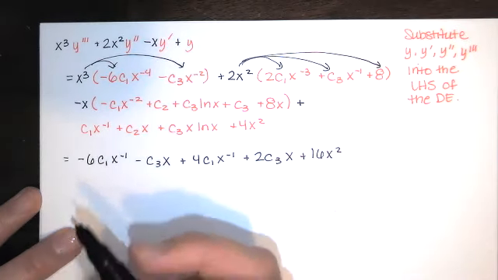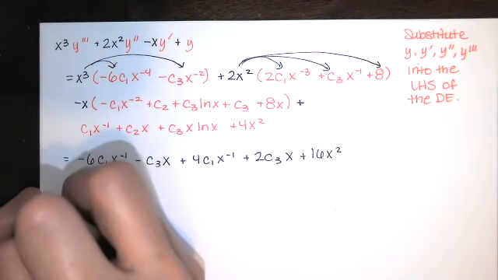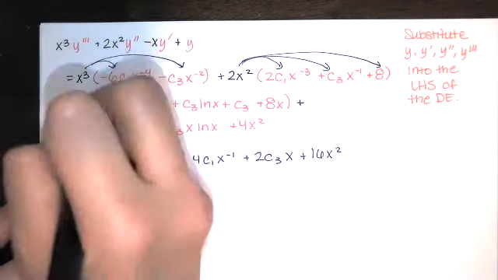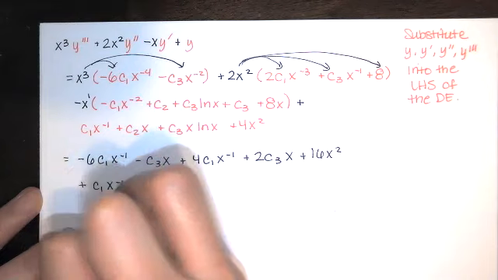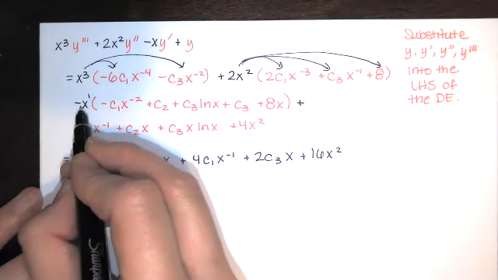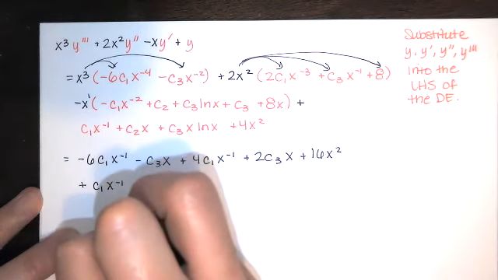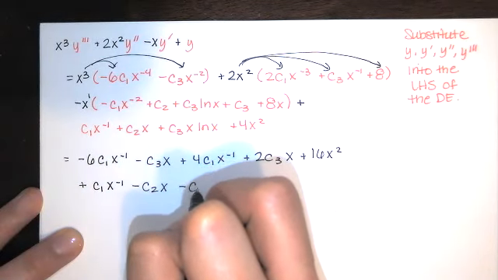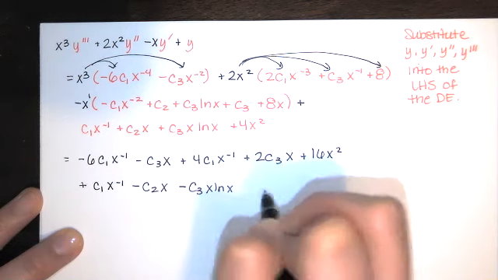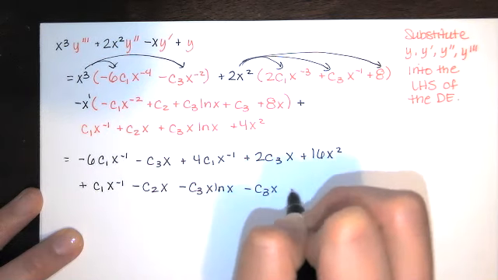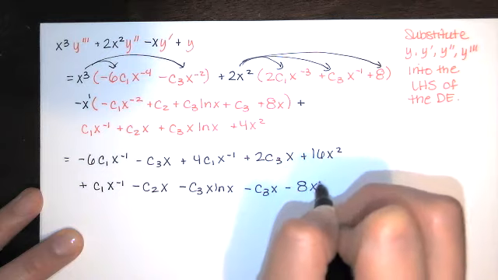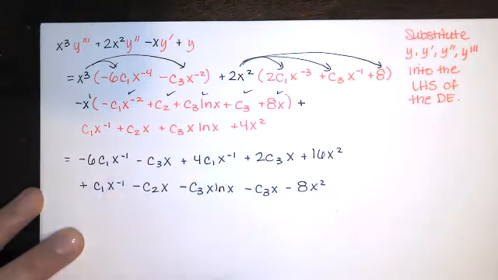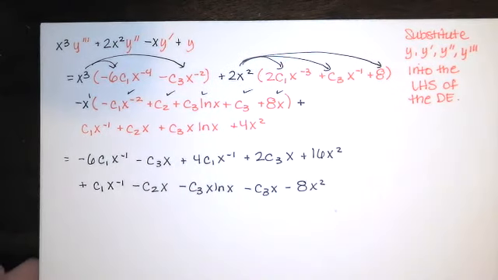Distribute the negative x. A negative times a negative is positive. We have c1, x to the first times x to the negative 2 is x to the negative 1. You have a negative x times c2, so that's negative c2x, minus c3x natural log of x, minus c3x, minus 8x squared. And we've taken care of all of these guys. And then the last one is just that. I'm going to rewrite it again.